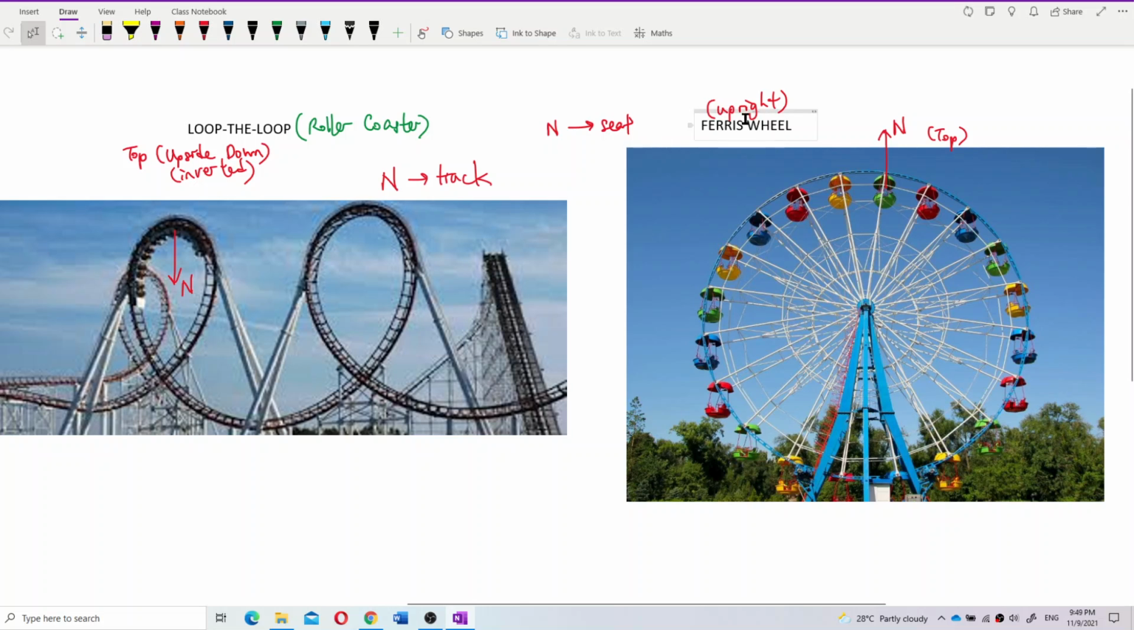In the Ferris wheel, the normal force is upward because you are upright. But for the roller coaster, you are upside down, so your normal force is downward. Just remember the difference between these two. One normal force is upwards, the roller coaster normal force is downward. Okay.